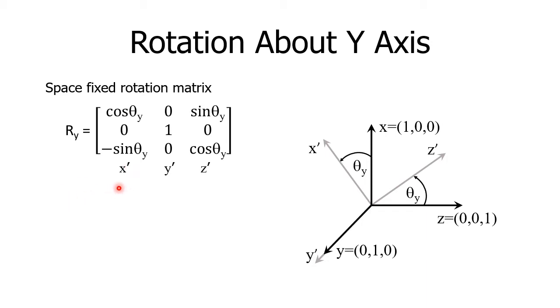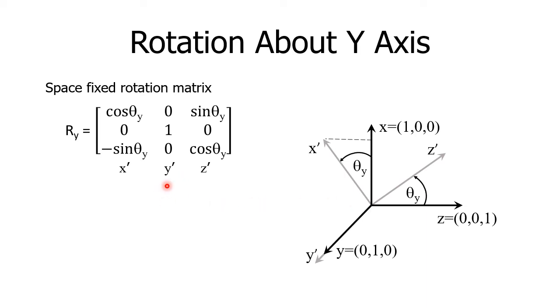So here, the first column is the projection of the x prime. The x primes are here. The projection on x is here. That's cosine. There's no projection on y, so that's why it's 0. And the projection on z is this way, here, but it's in the negative direction of z, and that's equal to sine theta. So it's a sine, but it's a minus.